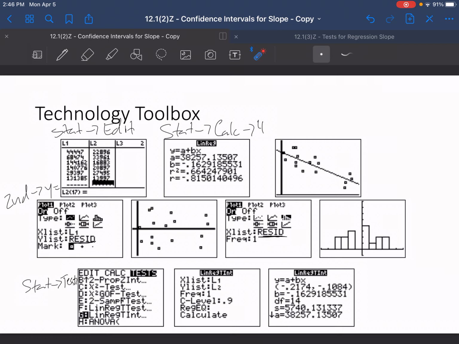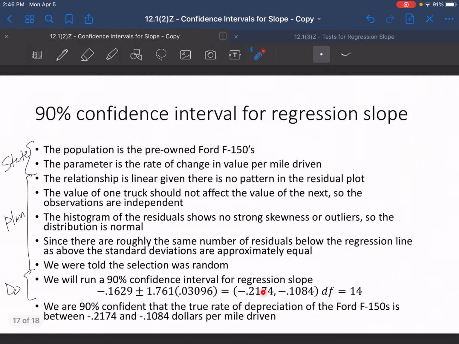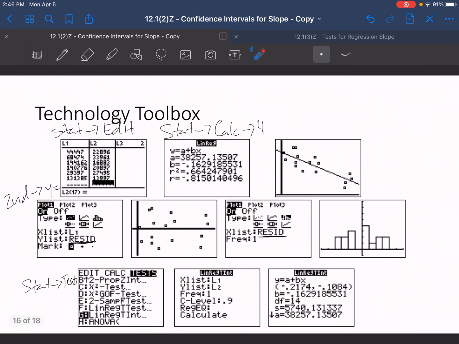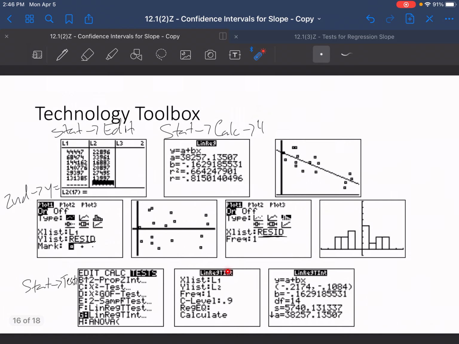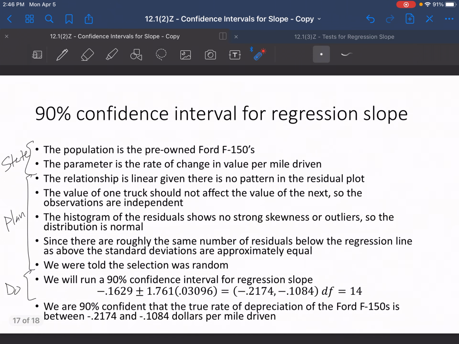We have our confidence interval right here from negative 0.2174 to negative 0.1084, and so that represents our confidence interval. And then also make sure to list your degrees of freedom as well. If I were you, I would try to keep it safe and include the formula for your confidence interval just for those AP readers. If not, just make sure that you state what test you actually used in order to find that confidence interval. And then finally, we just want to conclude.